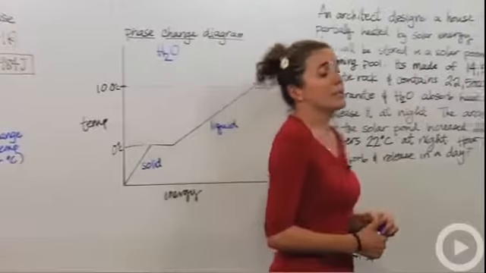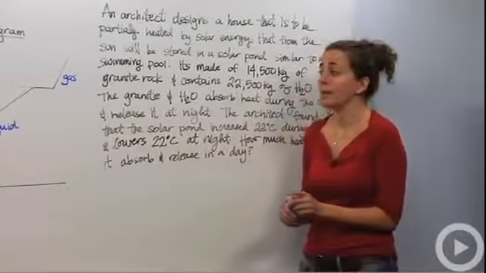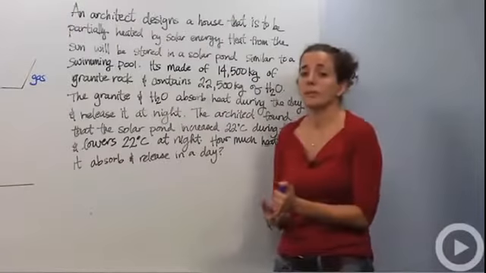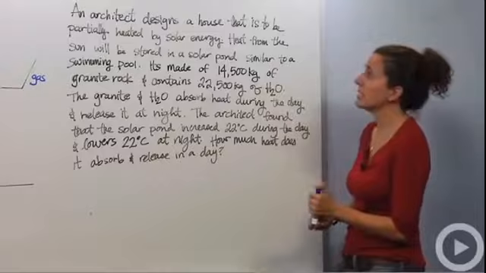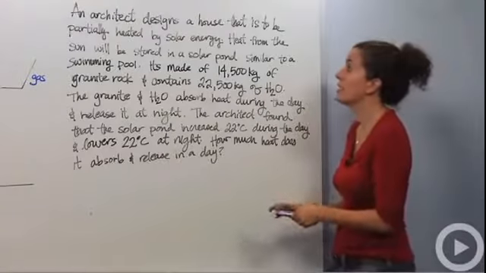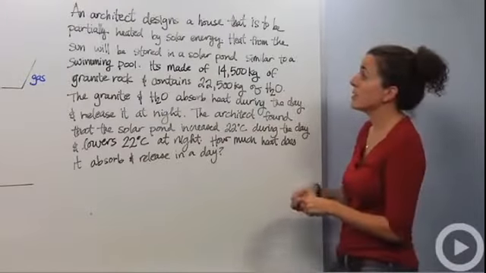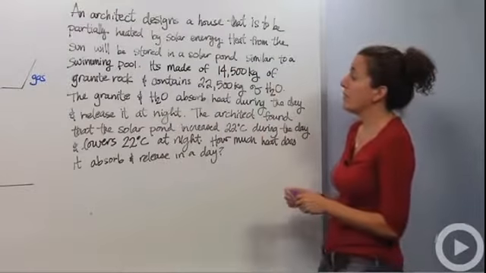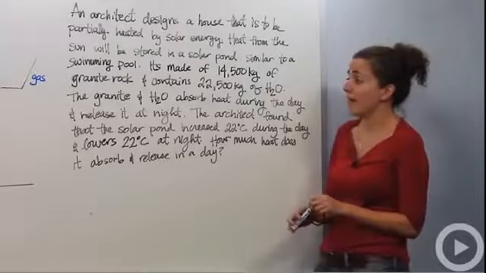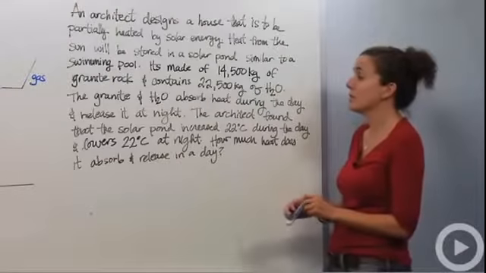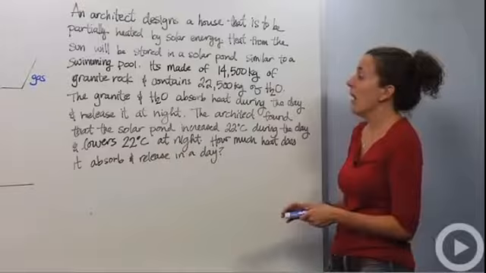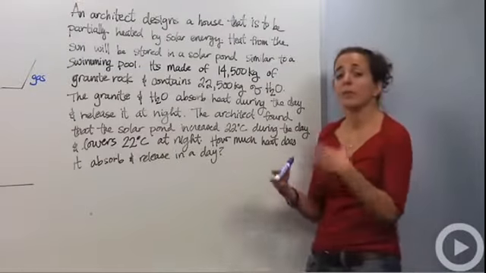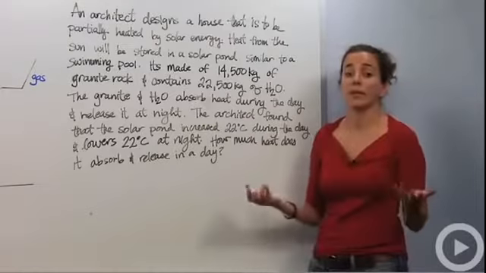Let's go over and solve a problem together and figure out how this actually affects other things. So we have an architect, and he's really interested in sustainable energy. An architect designs a house that is partially heated by solar energy. Heat from the sun will be stored in a solar pond, similar to a swimming pool. This pond is made up of 14,500 kilograms of granite rock, and inside that it contains 22,500 kilograms of water. Together the granite and the water absorb heat during the day and release it at night into the house, heating the house at night.